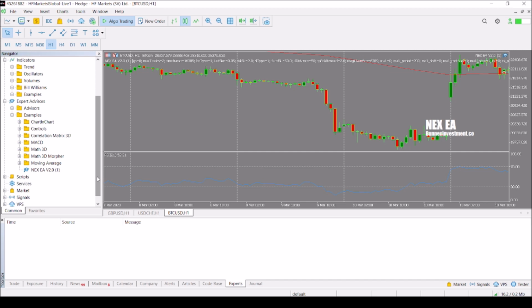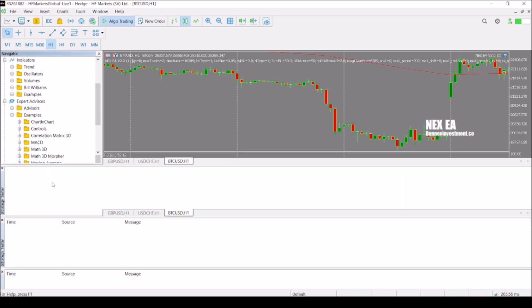Alright, so this is MT5, where our EA works. The name of our EA is NEX, N-E-X, right? So we are going to test firstly on pound against dollar, then we're going to use crypto BTC USD to see how it works and how it takes the trades. On the NEX EA, we go and test.